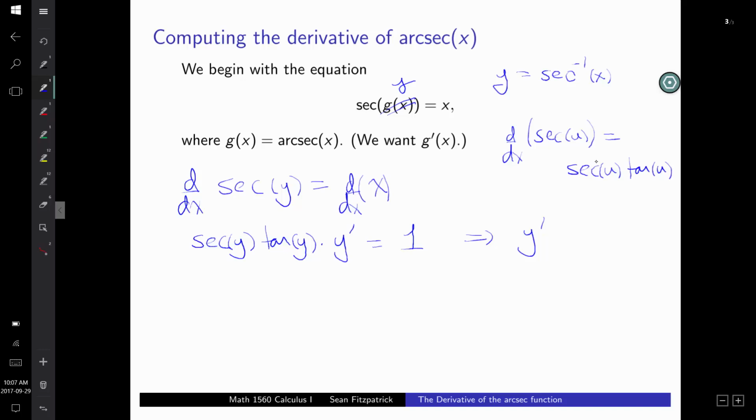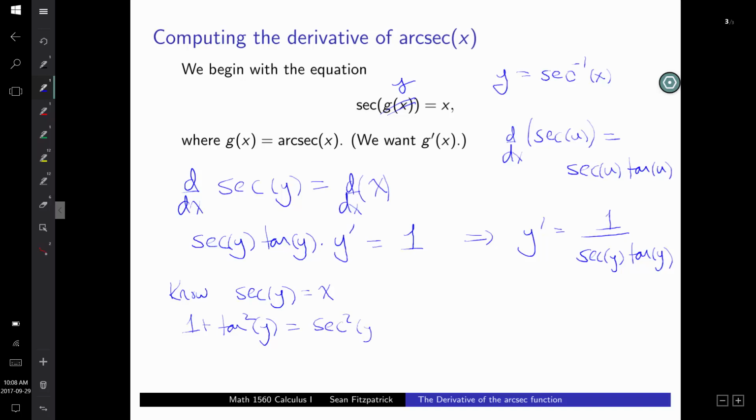So I can solve for y prime. I get 1 over secant y tan y. So far so good. What do I know about secant y? I know that secant y equals x. That's how we basically define things here. So what do I do with tan y? Well, again, I use the fact that 1 plus tan squared y is equal to secant squared y. So tan squared y is, since secant is x, x squared minus 1.